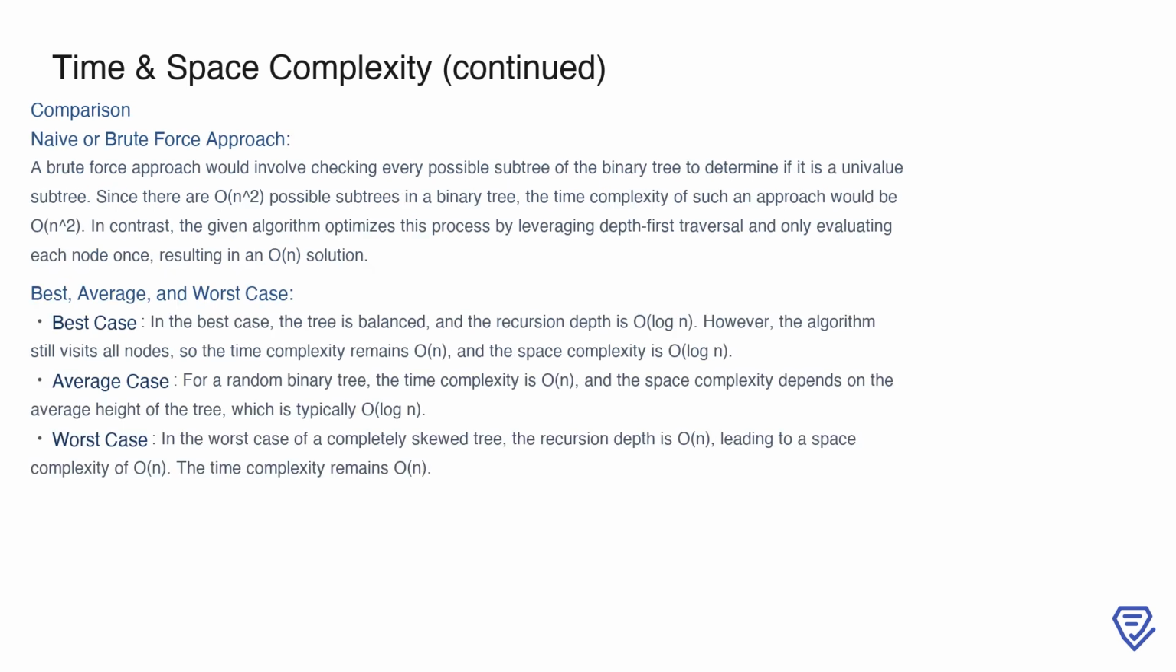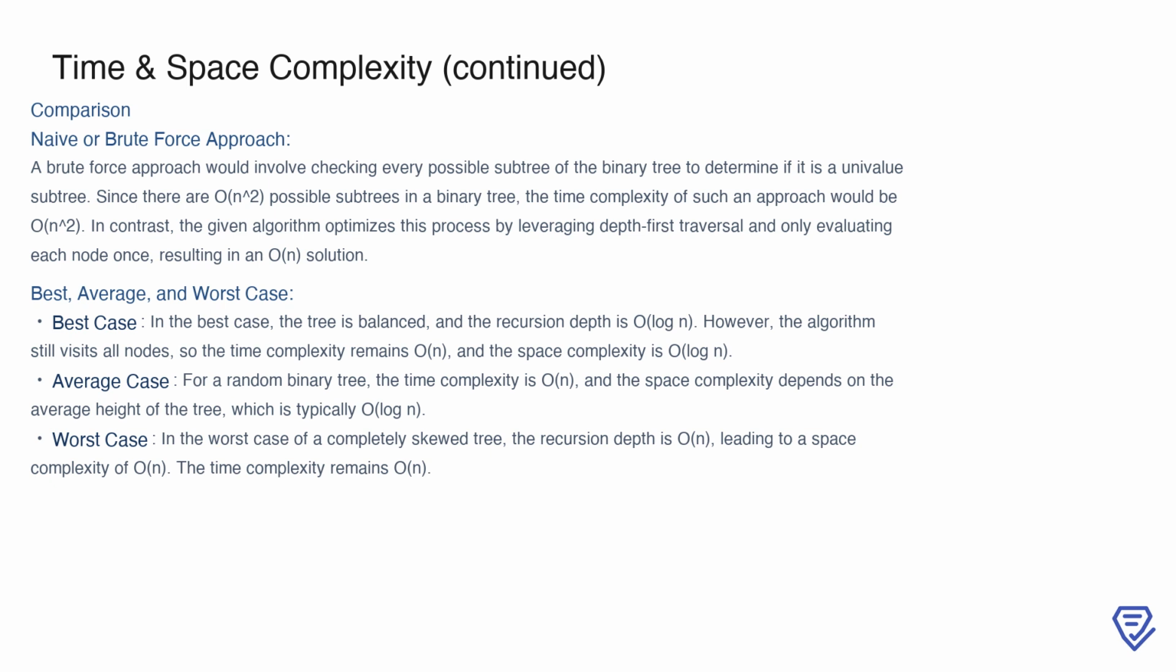When comparing this approach to a brute force method, the efficiency of the algorithm becomes even more apparent. A naive approach would involve evaluating every possible subtree of the binary tree to determine if it is a univalue subtree. Since a binary tree can have n squared possible subtrees, the brute force method would have a time complexity of n squared. In contrast, the current algorithm avoids this inefficiency by leveraging depth-first traversal, which ensures that each node is processed only once, achieving an O(n) time complexity.